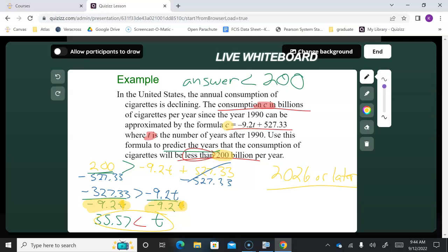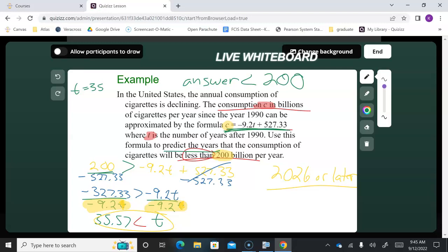Okay? And here's how I can check. I'm not going to do the math, but I'm going to set it up. If T was 35 years after 1990, that's 2025. If I plug in 35 into this equation, I'm going to get a number that's larger than 200 billion, which means 35 does not work. The year 2025 is not less than 200 billion. It's greater than 200 billion.